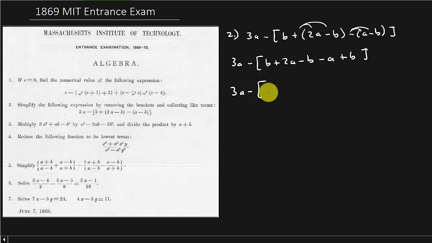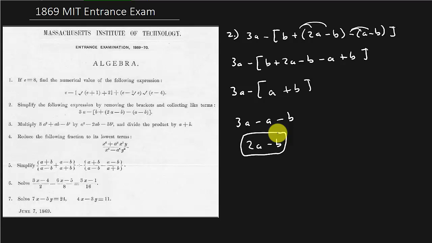And so that's going to give us 3a minus, and then let's see, what do we have? Do we have 2a minus a is a, b minus b is 0, plus b is b. So that's that plus b. Looks right. And so that's going to give us 3a minus b, which is going to be 2a minus b. And there's your answer. So that's not too bad. Pretty easy. All right, let's look at problem number 3.